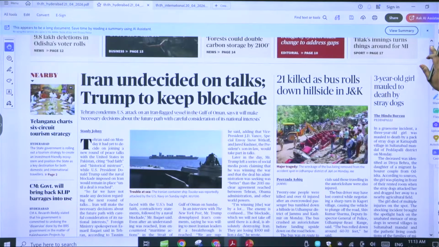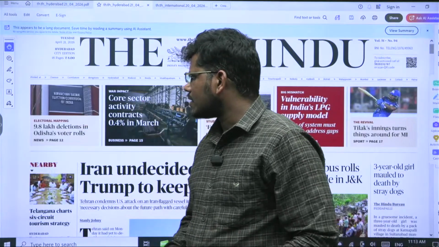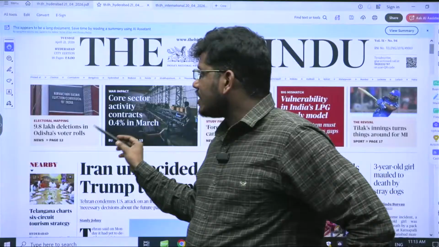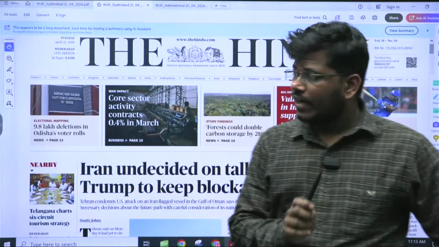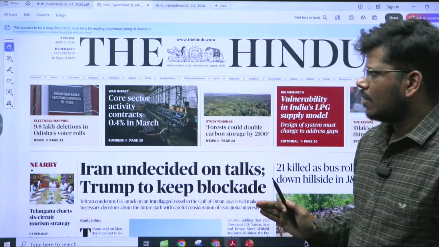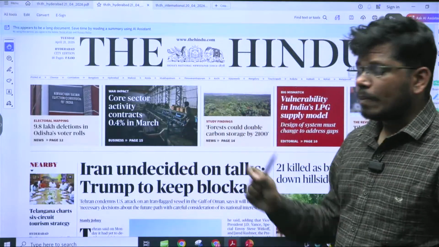So, the first headline: 9.8 lakh deletions in Odisha's voter rolls. And core sector activity contracts 0.4% in March.